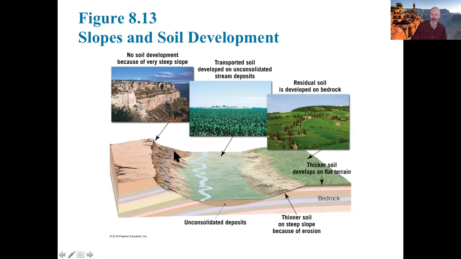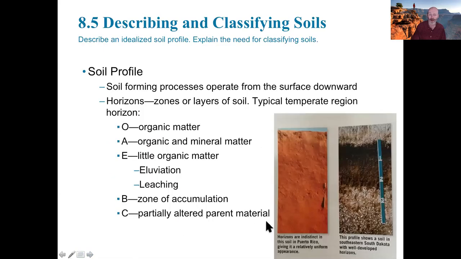And we don't do anything on the slopes. There may be the occasional vegetation and trees and bushes and other things, but we don't do a lot of farming on those areas there. As we dig down into things, we have what are called horizons, which are zones and layers. And these are the different layers, O, A, E, B, C.